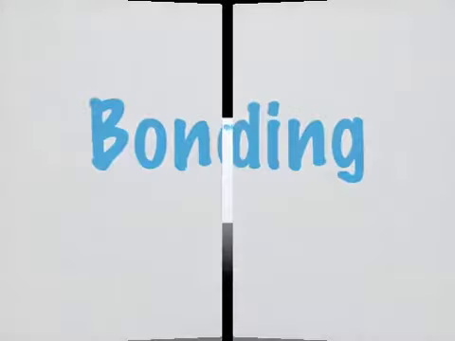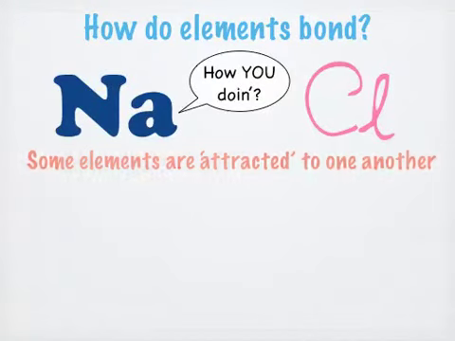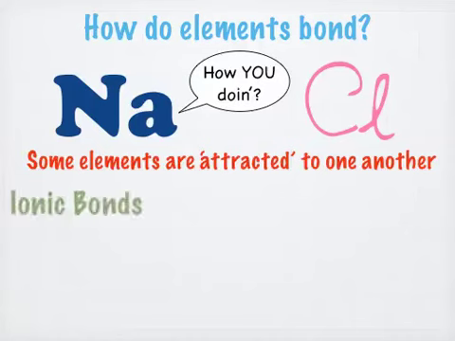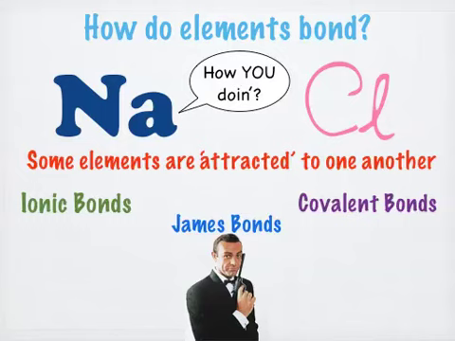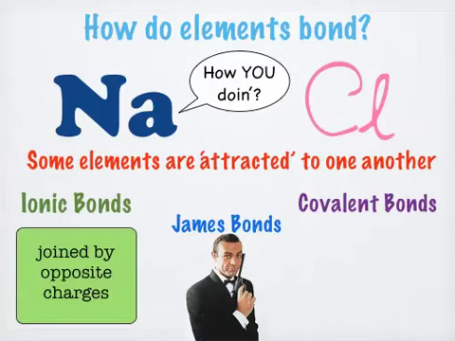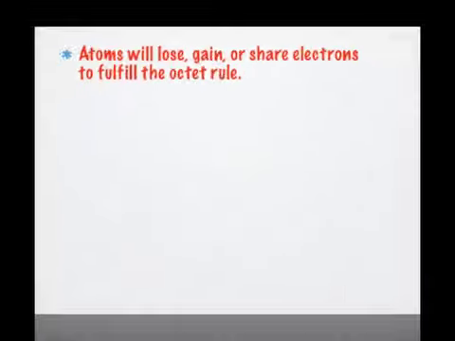So let's talk about bonding. We basically said, how do elements bond? Well, it basically means that one element is attracted to another usually. And we said there were 2 types of bonds, ionic and covalent. Oh yeah, sometimes there's a third. Ionic is when the 2 elements are joined by opposite charges, and I'll show you that in a second. And covalent is where the elements share electrons.